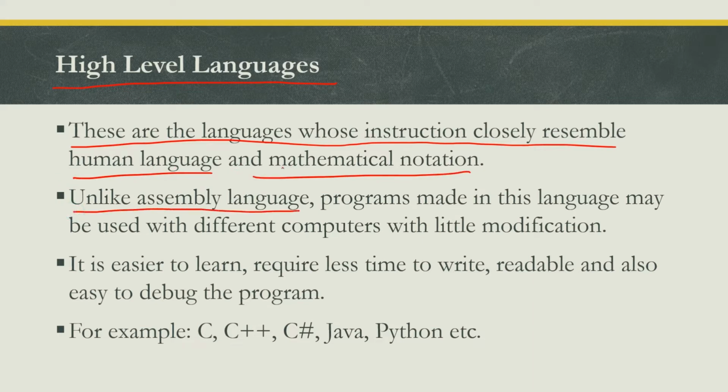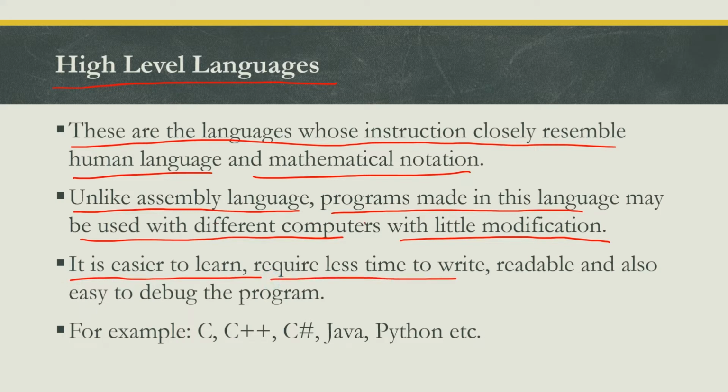Unlike assembly language, as I told you, programs made in this language may be used with different computers with little modification. That means a program written in a higher level language is not dependent on the processor. It is independent of the processor, right? It is easier to learn, requires less time to write, is readable, and is also easy to debug. So what are the examples of higher level language? C language, C++, C Sharp, Java, Python are the examples of high level languages.